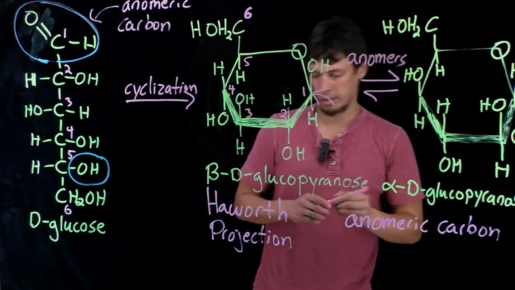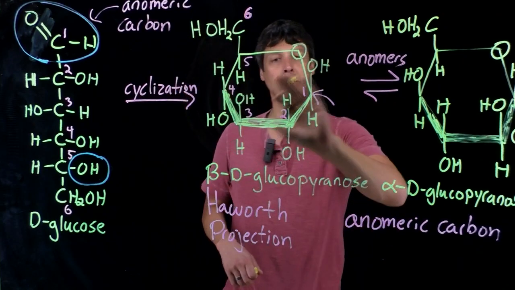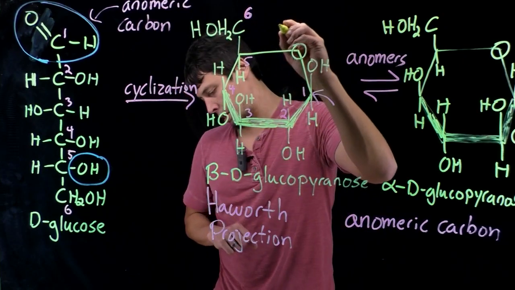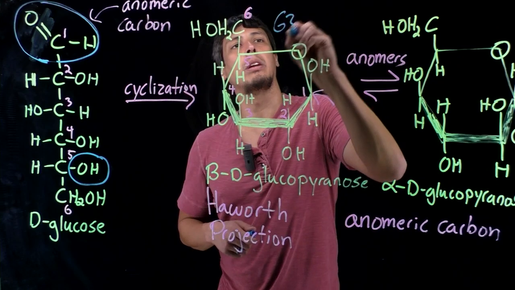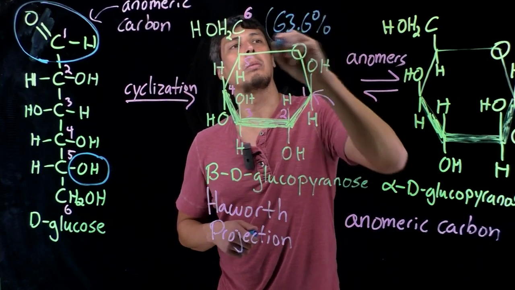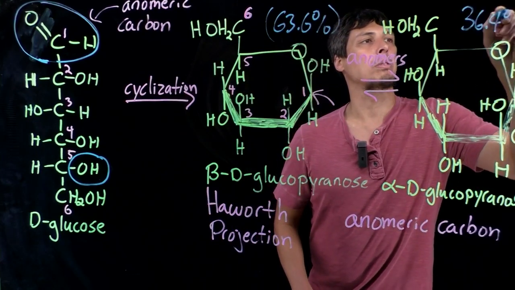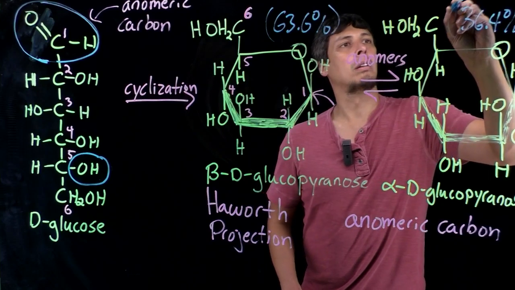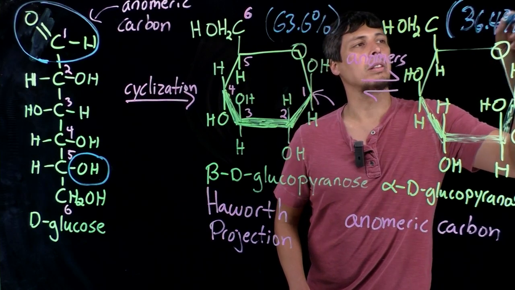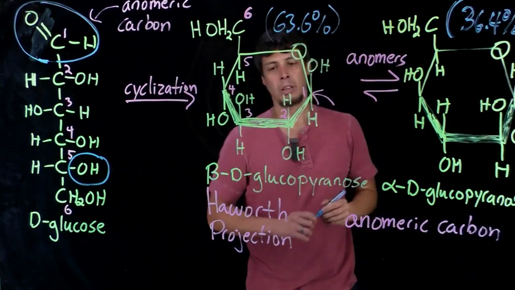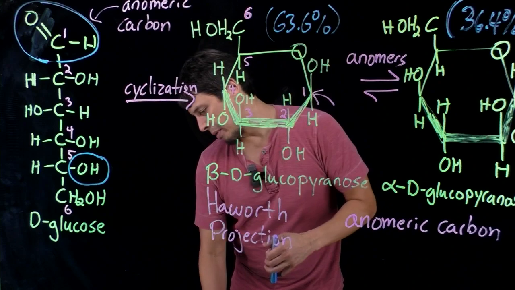In fact, these exist in an equilibrium with each other, where the equilibrium actually favors this beta anomer, which appears at about, oops, use a different color, 63.6% in equilibrium. Well, this accounts for the remaining 36.4% in equilibrium. So if you remember what we know about equilibrium, what that means is one of these is slightly more stable than the other one. And we'll discuss more about why that might be in a bit.